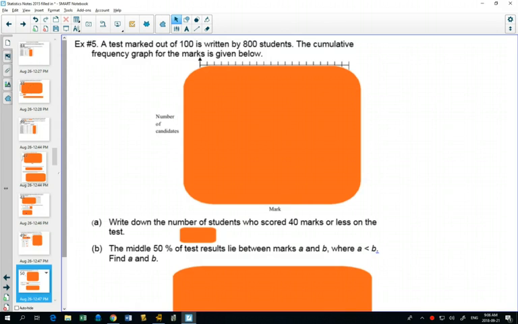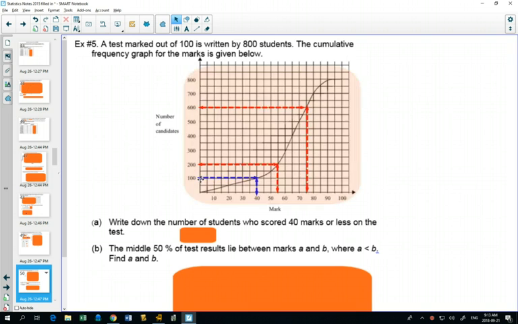Okay, I'll get you to try this one on your own as well. Here's our test mark out of 100, written by 800 students. I would love to mark that. It was probably multiple choice that they could run through some sort of scanner. And there are the different marks that different people got according to the cumulative frequency graph. How many scored 40 marks or less? So now we're coming from our diagram looking at 40 going up, and we get an approximation of 100 students.